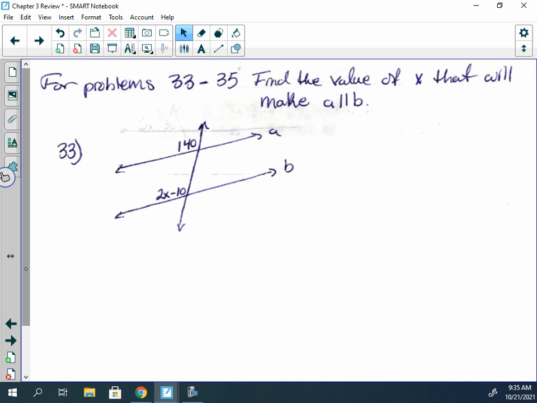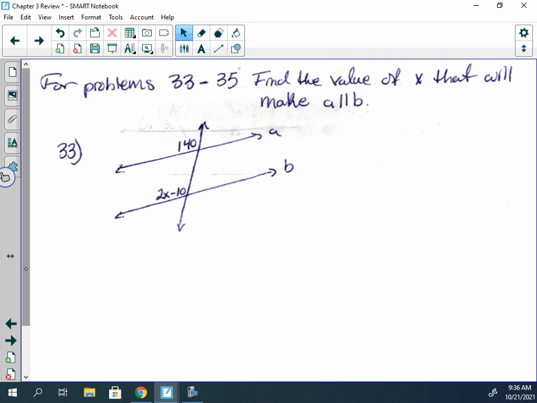Questions on 33 through 35. 33. Find the value of x that will make A parallel to B. So the ones we just did, these are going to be the exact same, except we're trying to find it so that it makes it parallel. The ones we did before, we were trying to find the value of x given that the lines are parallel. It doesn't really change anything.